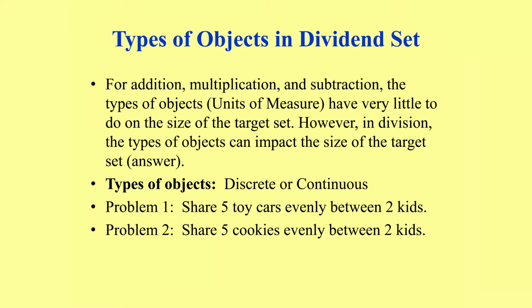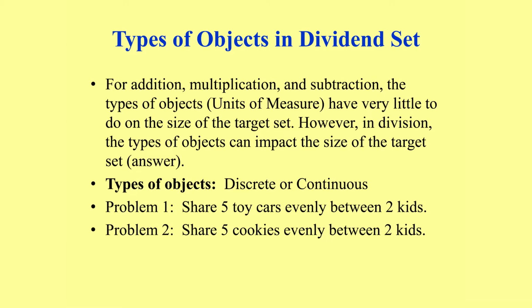But then there are objects in the dividend set that could be classified as continuous, and those are objects that can be continuously divided into smaller and smaller parts infinitely many times so that each of the smaller parts makes sense.